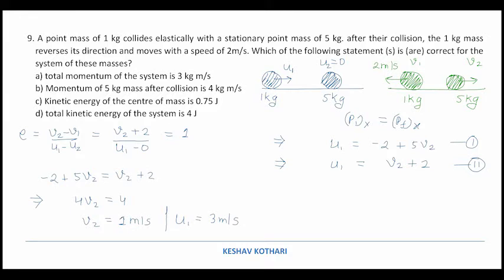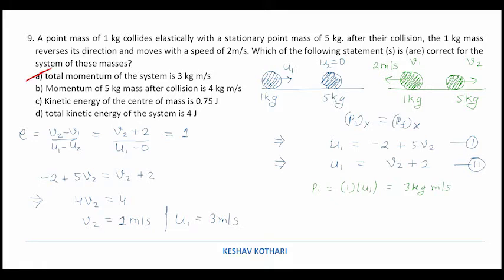So the first one is saying the total momentum of the system is 3 kg meter per second. So if we look at the initial momentum, then it is equal to 1 into u1, which is equal to 3. So we will get 3 kg meter per second, which is the correct alternative. So option A is correct.